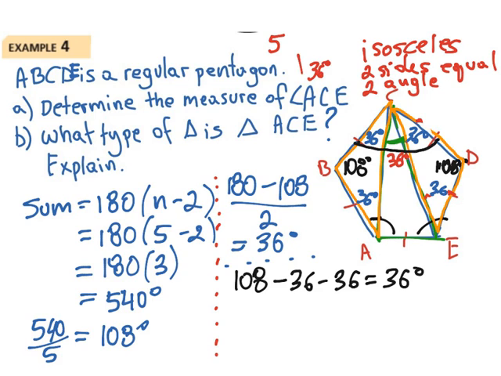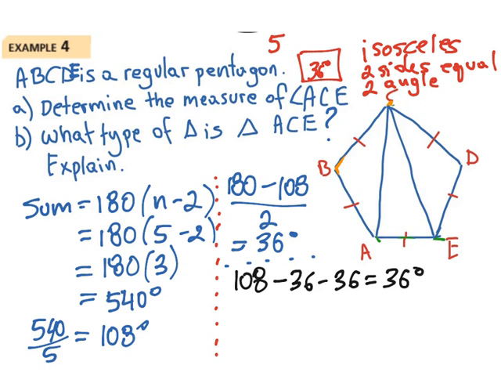So we answered part A. What about part B? What type of triangle is ACE? Well, we have to know about the sides or the angles of the triangle. So let's take a look at ACE again. We know that this angle is 36. We just found that out. We know that this is 36. We know that this is 36.